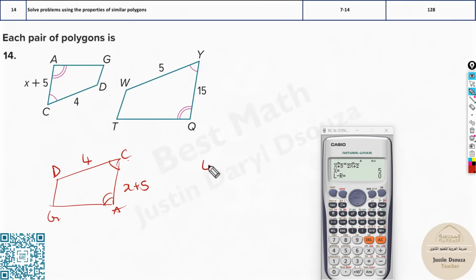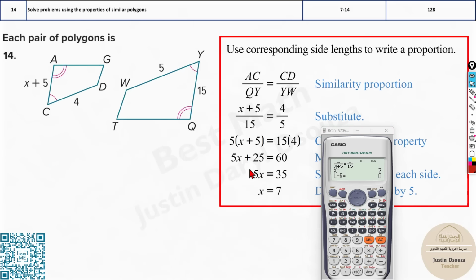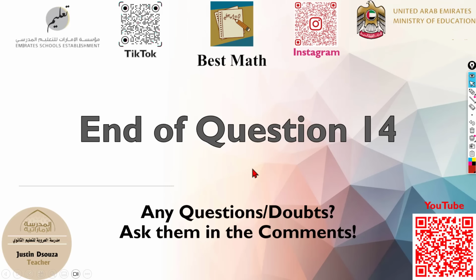Now you can write 4 divided by x plus 5 will be equal to 5 by 15. So you just have to put it in the calculator. Here, use the fraction 4 divided by x plus 5. That will be equal to 5 divided by 15. Shift and solve and then equal to, the answer is 7. That's how easily you can solve question number 14.